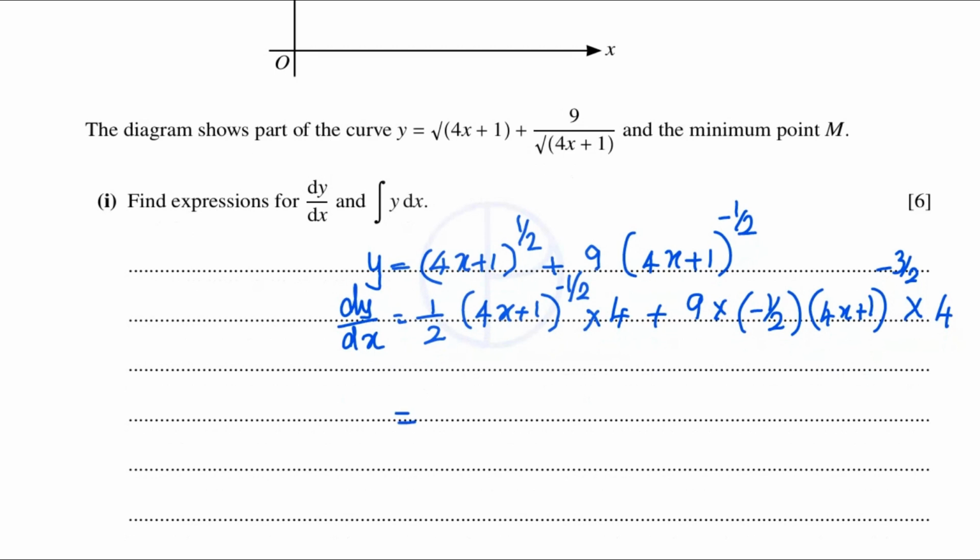This is equal to 1 over 2 multiplied by 4 is 2, so 2 divided by (4x plus 1) to the power 1 over 2. Then 9 multiplied by negative 1 over 2 multiplied by 4 is negative 18, divided by (4x plus 1) to the power 3 over 2. This is dy by dx.